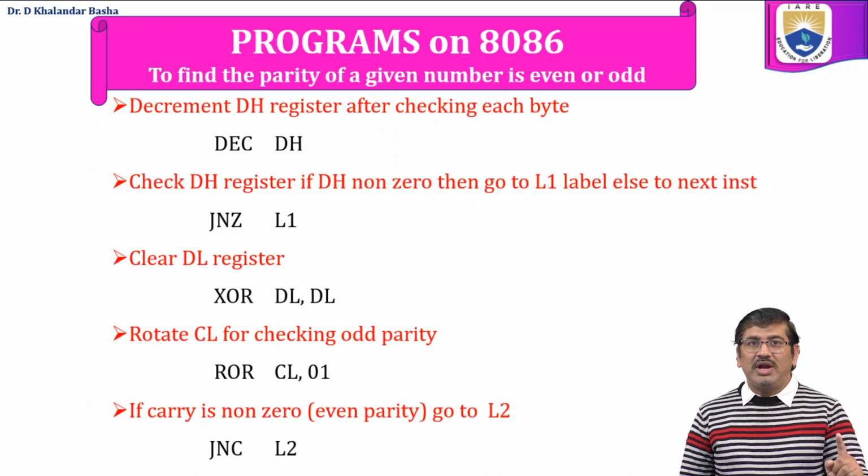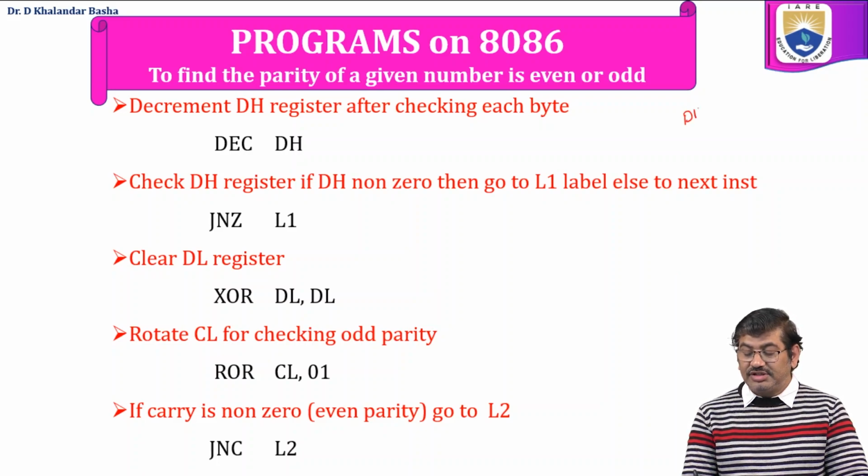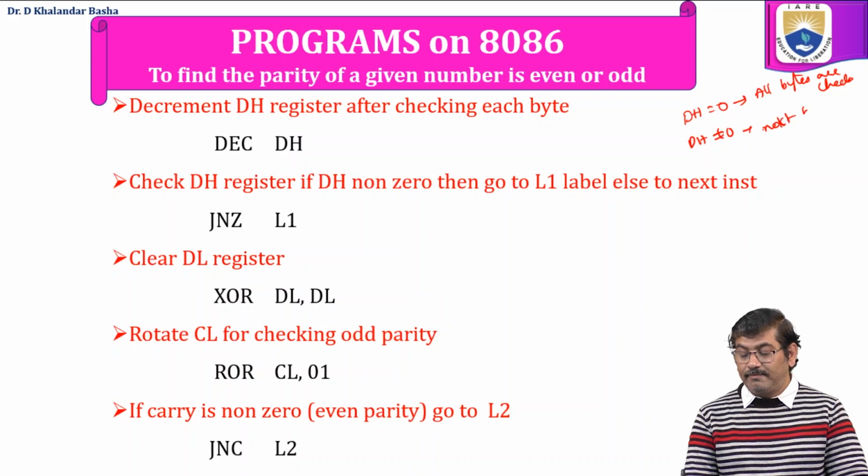Next, as one byte is checked, the byte count which is there in the DH register, we are going to decrement by using decrement DH. This iteration will take place until DH is equal to 0. When DH is equal to 0, it indicates all the bytes are fetched, all the bytes are checked. If DH is non-zero, it indicates still some more data is present, so go for the next byte.